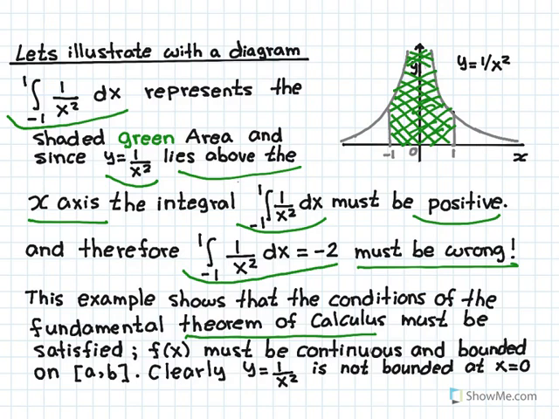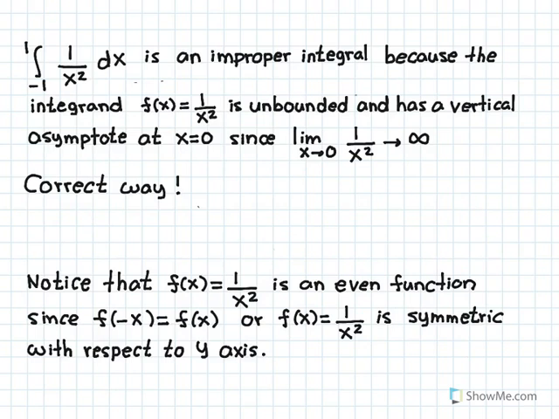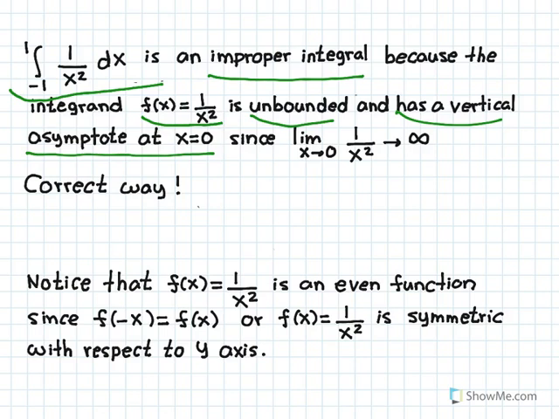The fundamental theorem of calculus states that the function must be continuous and bounded on the closed interval [a, b]. Clearly, this function y equals 1 over x squared is not bounded at x equals 0. In fact, there is a vertical asymptote at x equals 0. The function blows up to infinity at x equals 0. So the integral from negative 1 to 1, 1 over x squared dx, is an improper integral because the integrand, f of x equals 1 over x squared, is unbounded and has a vertical asymptote at x equals 0. It is discontinuous at x equals 0. The limit as x approaches 0 of 1 over x squared goes to infinity.